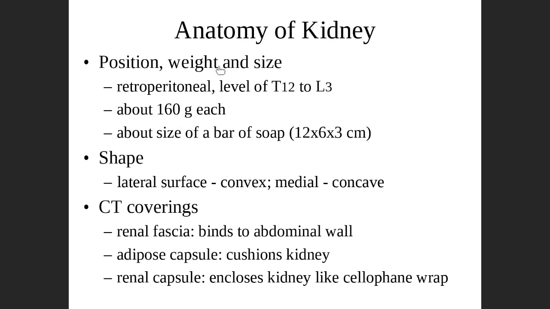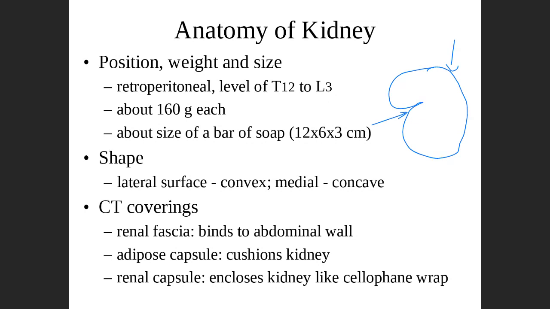Okay, so anatomy. The kidney is usually about the size of a bar of soap, about 160 grams. You can see that it sits in the retroperitoneal cavity at the level of T12 vertebra to the third lumbar. And we already know it has the concave surface. This is concave because it looks like a cave, and this is convex.